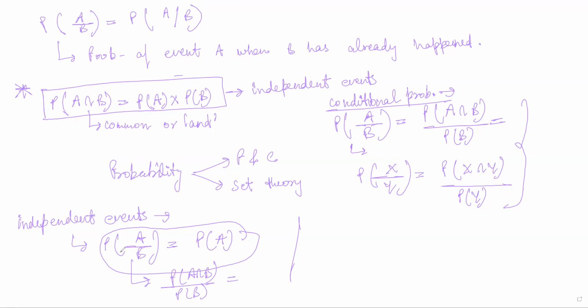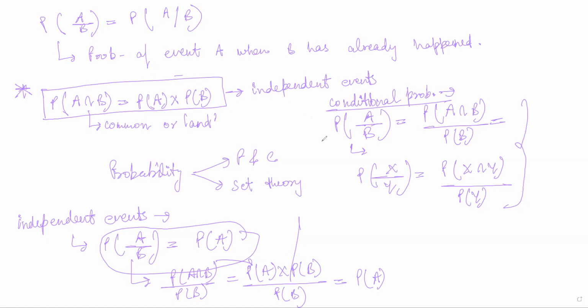Yes. So probability of A by B can be defined with the formula of conditional probability as P(A intersection B) divided by P(B). Now, if A and B are independent, it means that you can write P(A intersection B) as P(A) into P(B), divided by P(B). So P(B) cancels out, and this is equal to P(A). So probability of A by B is equal to P(A), which should be the case if the events are independent.